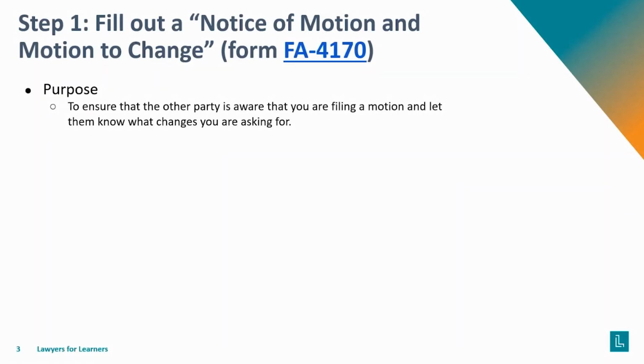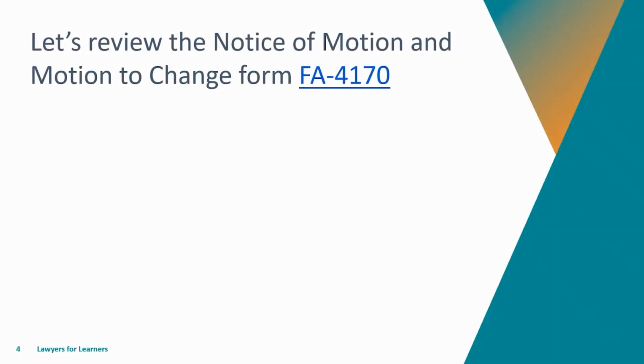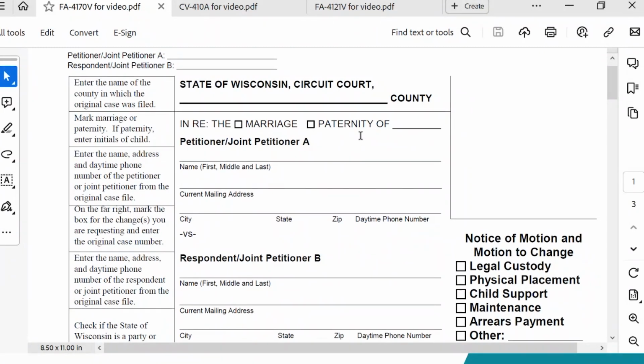Step 1 is to fill out a notice of motion and motion to change. This is Form FA 4170. The purpose of this form is to ensure that the other party is aware that you are filing a motion and let them know what changes you are asking for. Let's review the notice of motion and motion to change form together. Okay, now we are looking at the form.